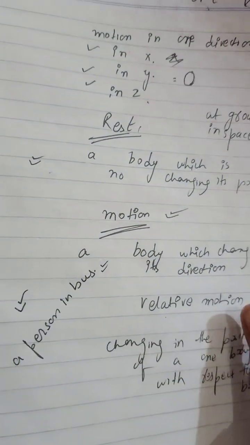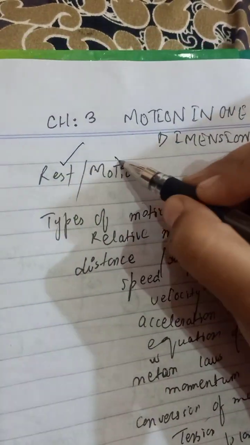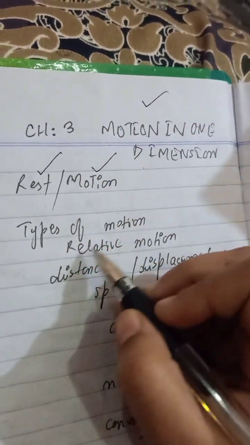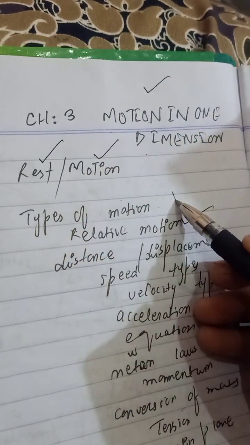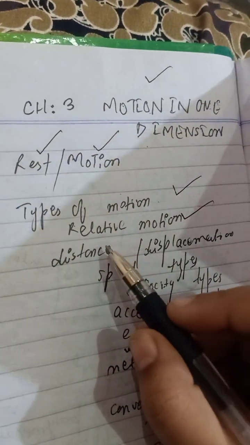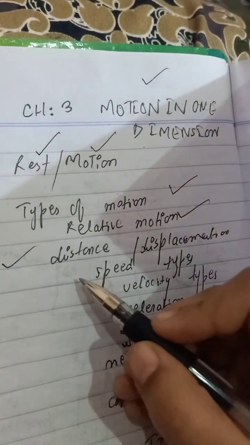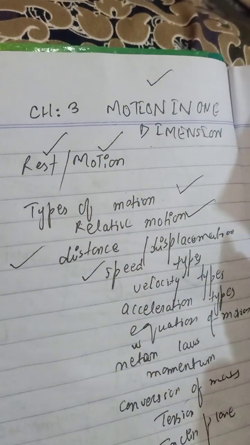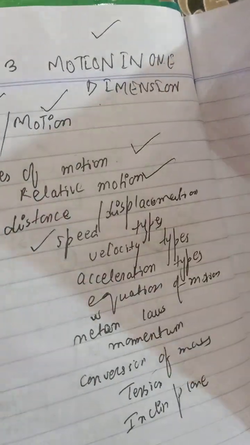That is called relative motion. Okay, so today we have covered three topics: rest, motion in one dimension, and relative motion. Tomorrow we will be discussing types of motion, displacement, distance, and speed. Today we have learned four topics, and tomorrow we will also cover four topics.